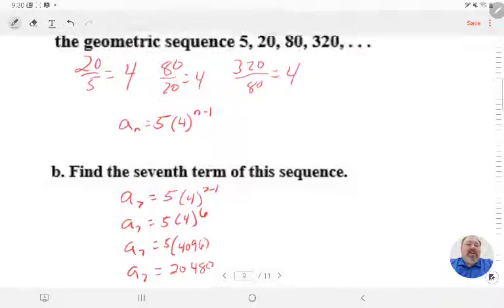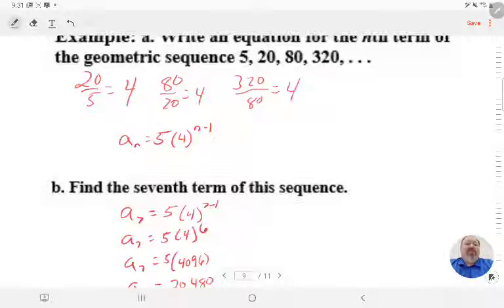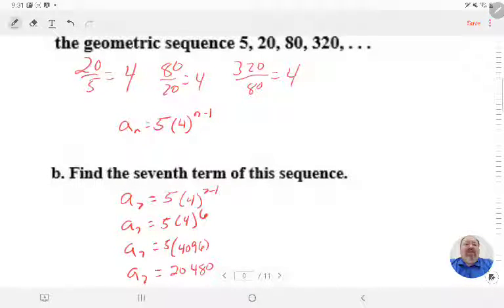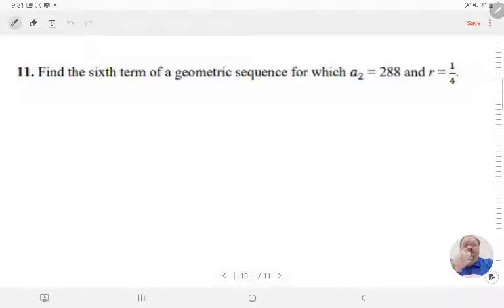And so you can see how these geometric sequences can go very large very quick. We started at 5, 7 numbers later, and we're at 20,480. Okay? 4 numbers later, we were only at 320. So you could see how it's going to start jumping bigger, bigger, bigger. So the formula really helps us solve these. All right. So you try this one, come back, and let's see how you did.